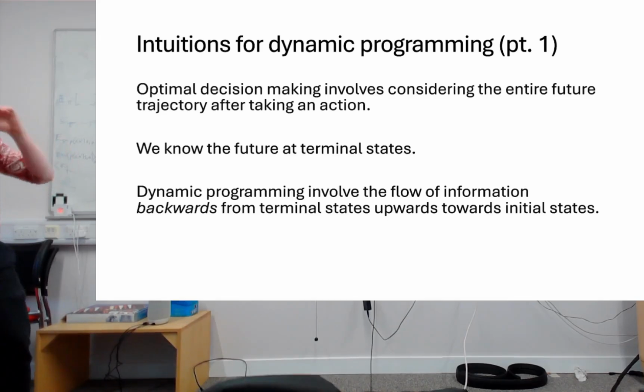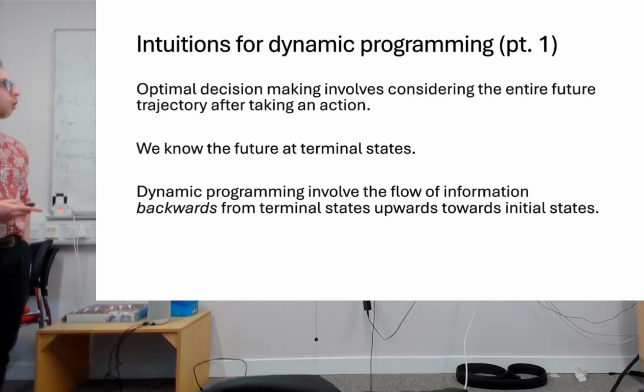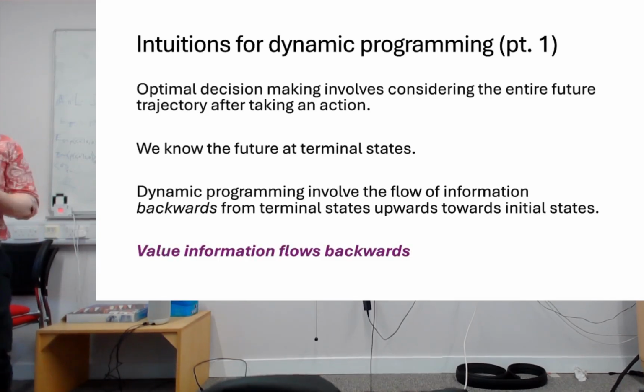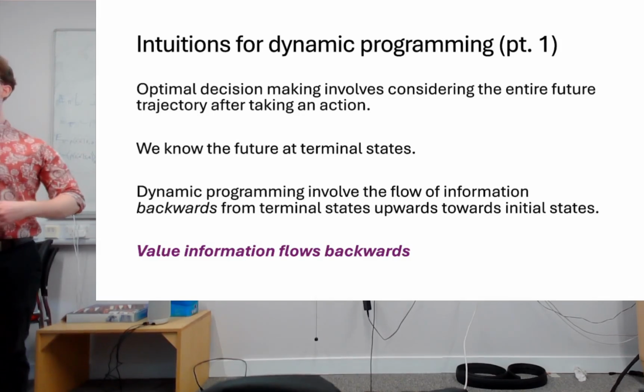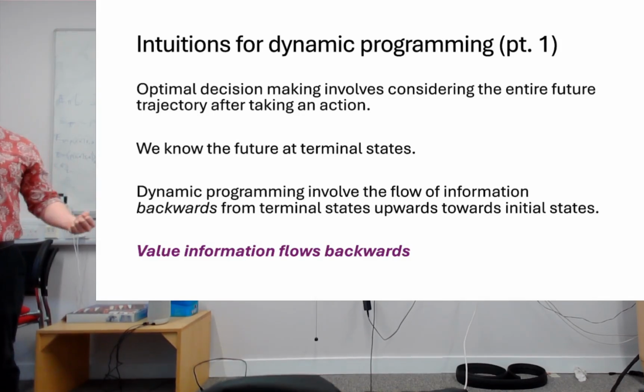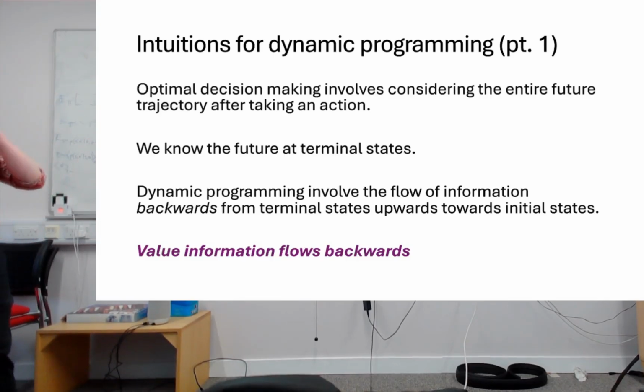So these are some intuitions. We'll get into the maths of how you make this work. But the core idea is that value, information about how good something is, not just locally, but completely, flows backwards, and it's going to flow backwards up the MDP. It's going to start at these terminal states where we know the value, and then we're going to work backwards from them upwards.